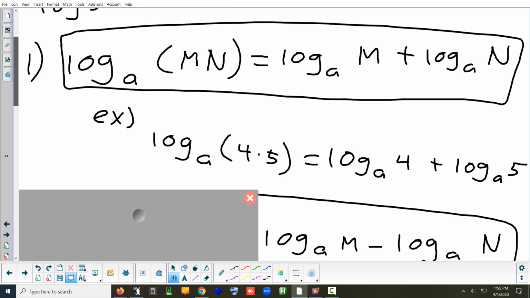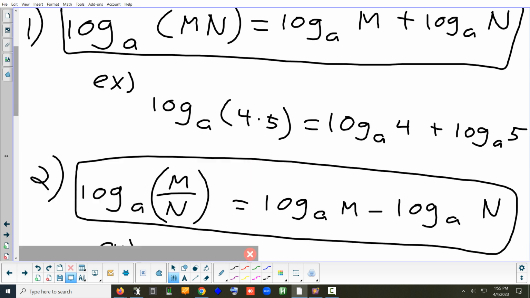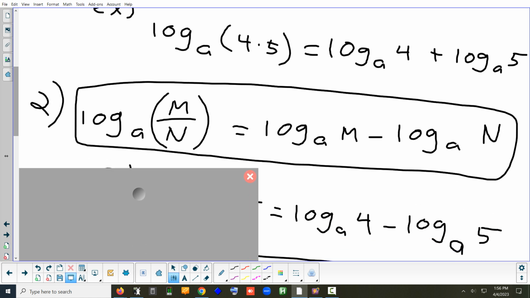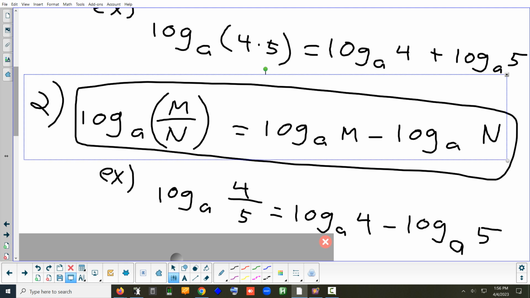How about if you were subtracting two logs? If you add them, you can combine them with multiplication. What do you think about subtracting? You divide them. Yep. So if you have a difference of two logarithms and you want to combine it into one, you can divide m by n. You have to divide them in the order they were subtracted. The first one goes in the numerator. The second one goes in the denominator.